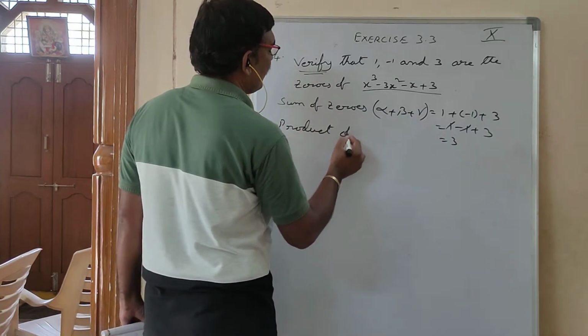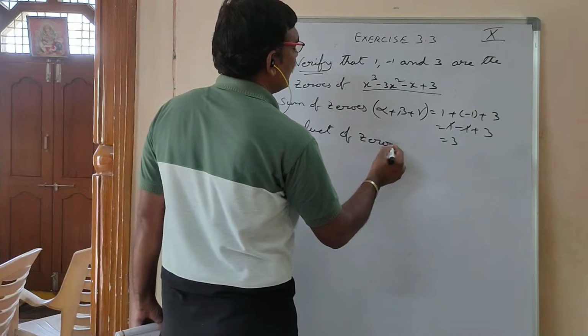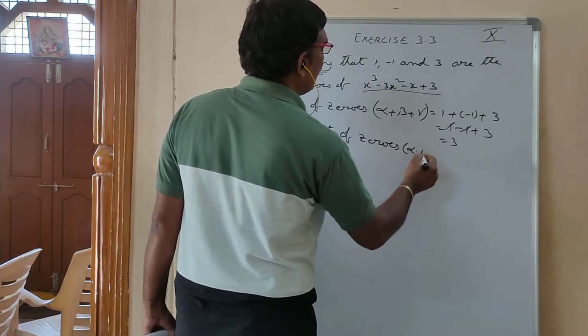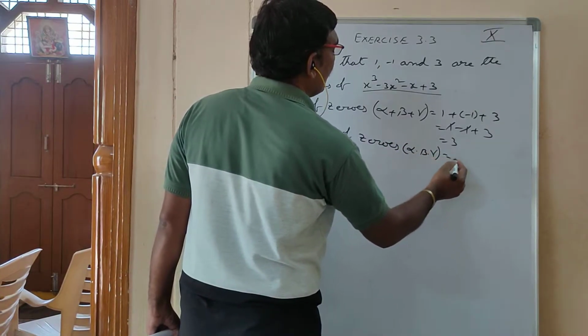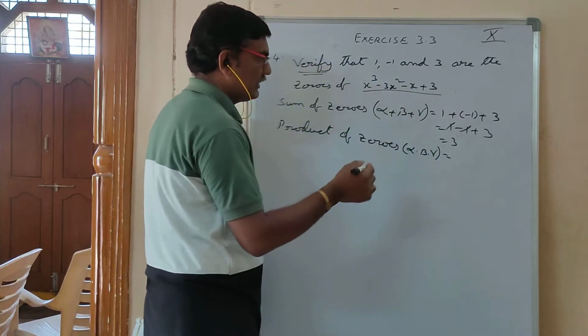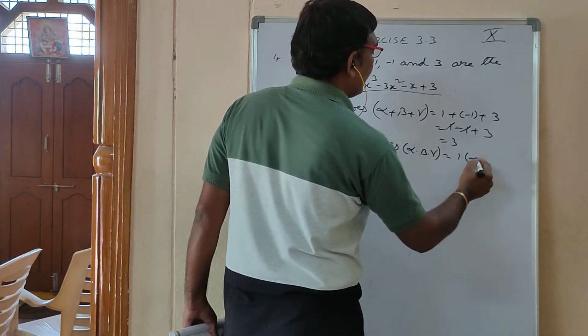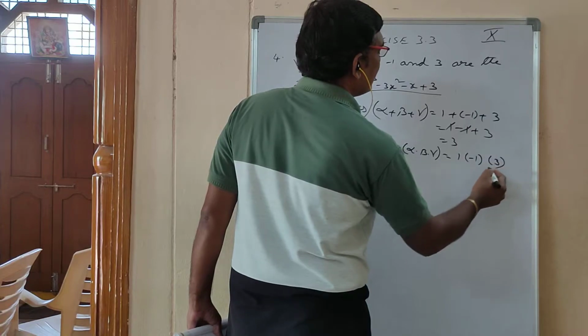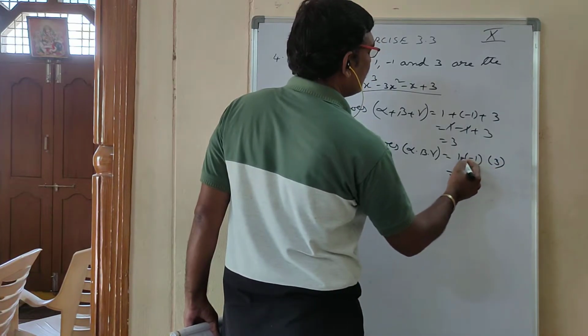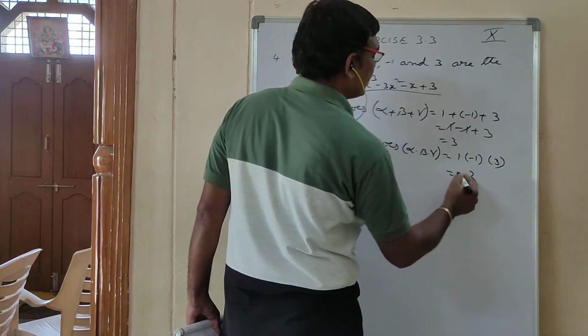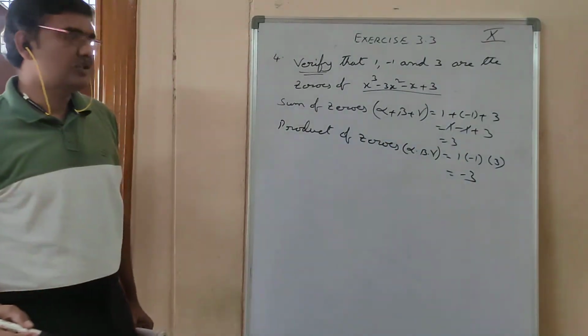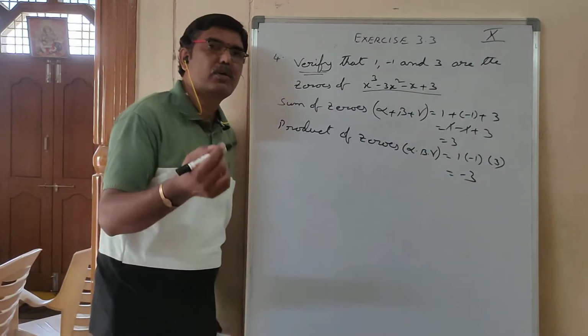What is the meaning of product of zeros? Alpha into beta into gamma. Dot, in the sense, into this. So 1 within brackets, minus 1 within brackets, 3. 1 into minus 1 is minus 1. Minus 1 into 3 is minus 3. So product of zeros, how much did you get here? Minus 3, you got it.